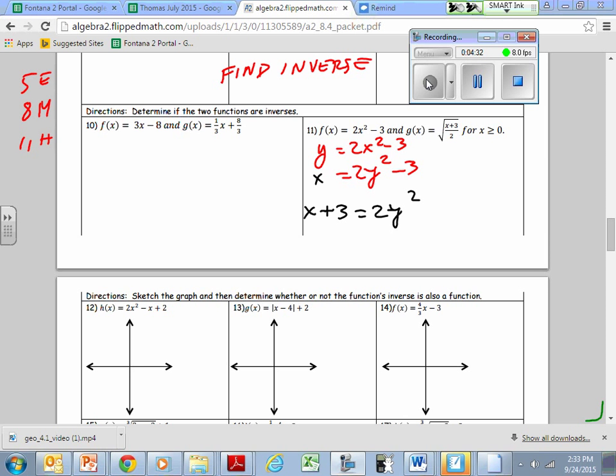I'm going to divide by 2. Sweet. Philly's going to do it. Must be cool knowing stuff. So I'm left with this x plus 3 over 2 equals this y squared. To get rid of a y squared, I'm just going to put the square root on both of them. Winner.